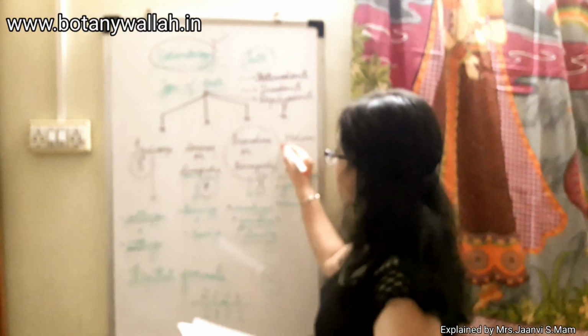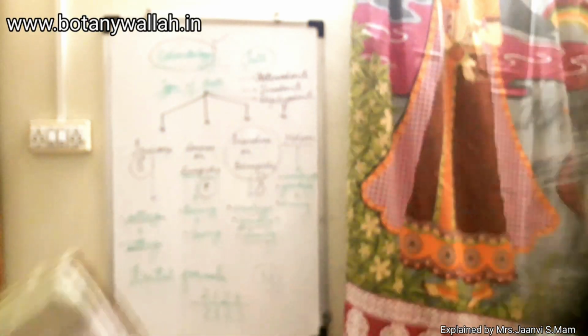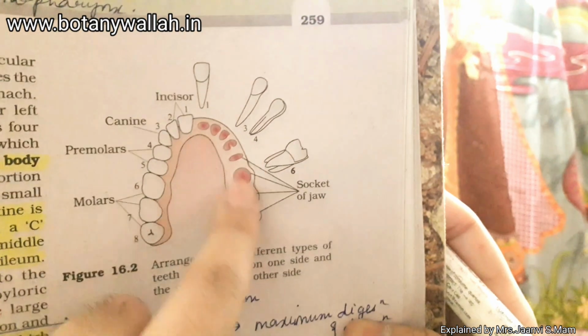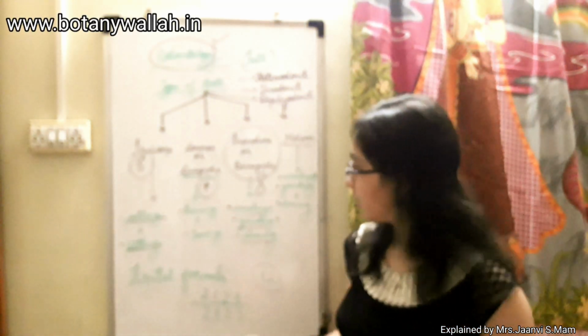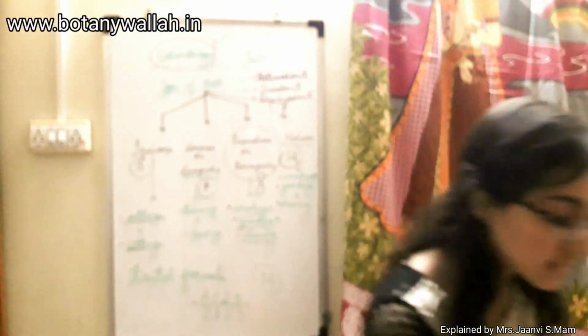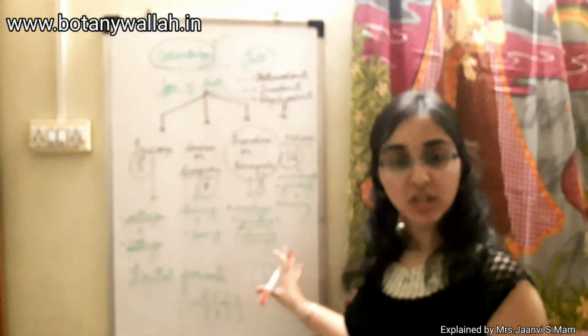Now for molars, we have a total of 3, 3, 3, 3. I will show the image again if you want. Here we have 3, here we have 3. This is the lower jaw, and the same for the upper jaw. So 6 down, 6 up. A total of 12 molars are present. The function is the same as the premolar: crushing, grinding and chewing purposes. So I guess this is pretty much clear.